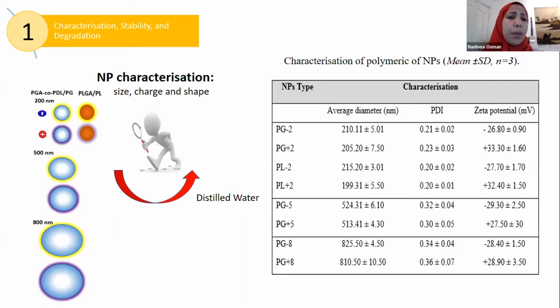When we started my project in nanotoxicology, I prepared around 8 nanoparticles: 200 nanometer of two different polymers, the PLGA polymer plus our in-house polymer BGA to BBL. Then I prepared the 500 nanometer size, then the 800 nanometer size, with two different coatings, a negative coating with PVA and a positive coating with DTAP.